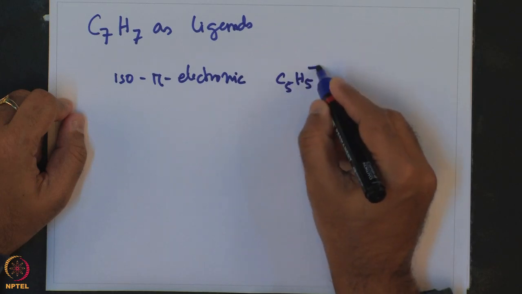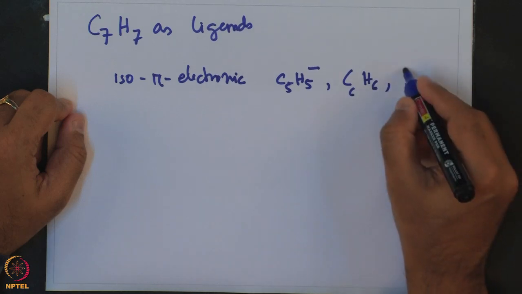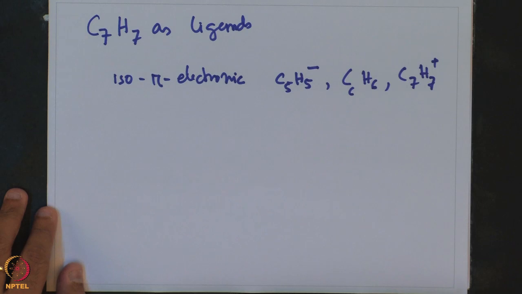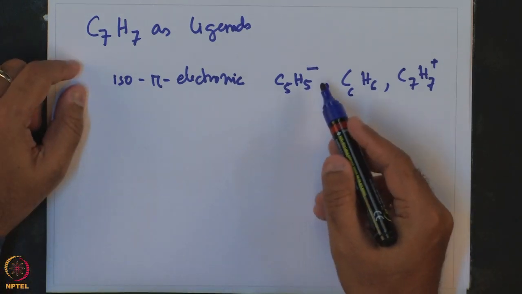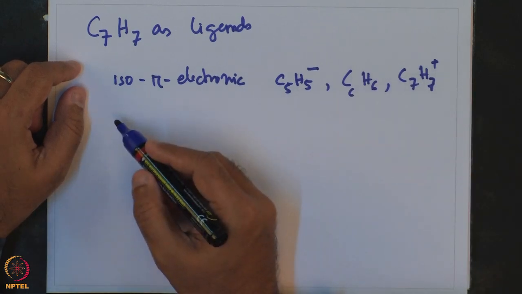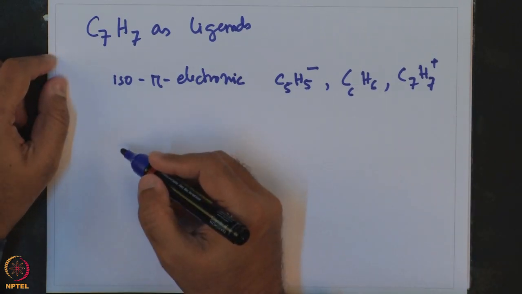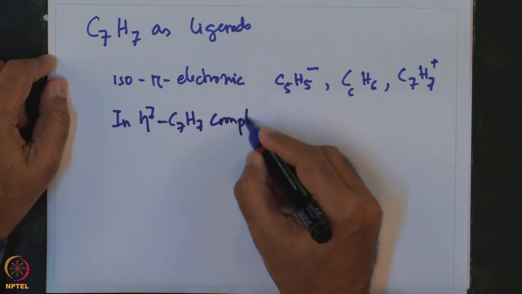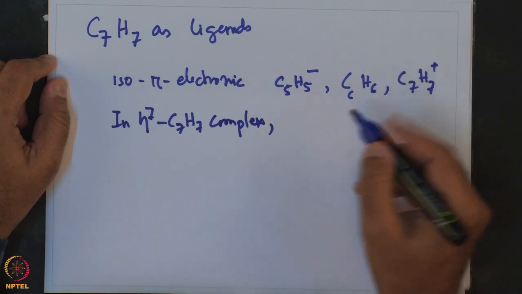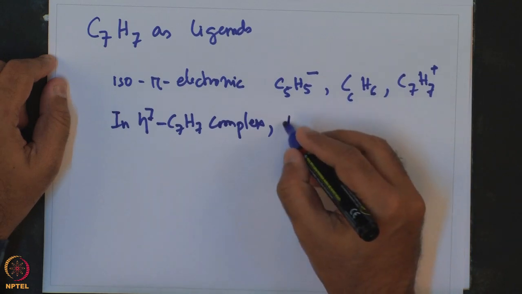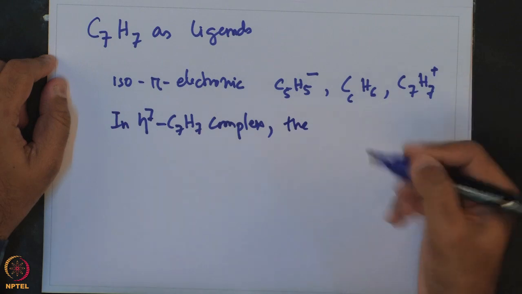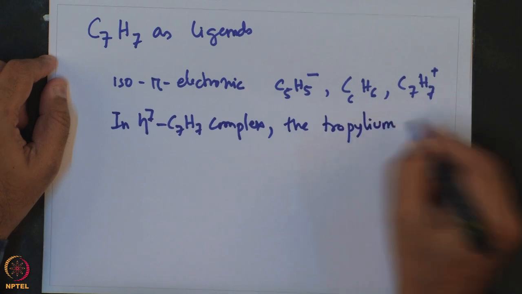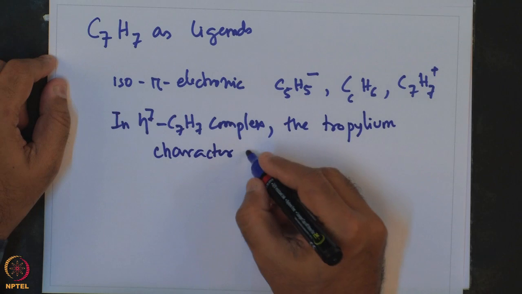with C5H5 minus or C6H6 or C7H7 plus. Now, all of these have 6 pi electrons, which makes the ring aromatic, and that is why it is C5H5 minus, C6H6 or C7H7 plus, and why these systems are called an iso pi electronic series. Also interesting is the fact that in eta 7 bound C7H7 complexes, the tropylium character, that means the cationic character, may not be necessary. So, this is an interesting thing, that they can bind in an aromatic planar way or otherwise as well.